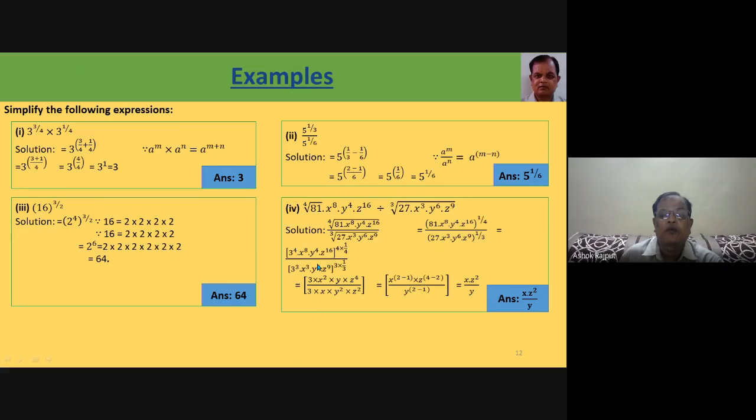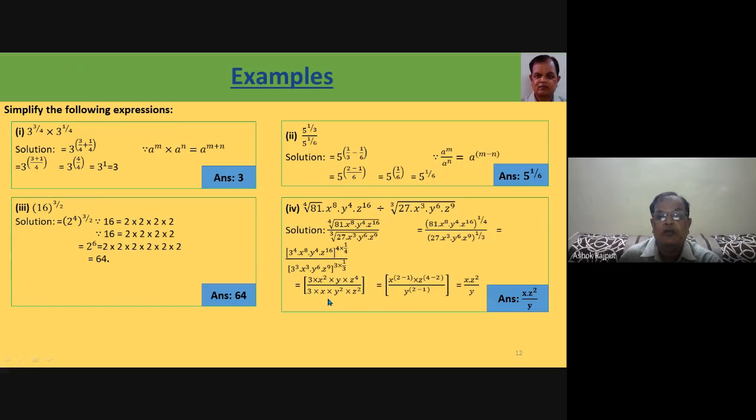Then 4 times 1 is 4, 4 times 1 is 4, 4 times 2 is 8, 4 times 1 is 4, 4 times 4 is 16, so it is written here as 3 into x square into y into z raised to the power 4, and 3 into x into y raised to the power 2 into z raised to the power 2. After that, if it is possible to cancel the numbers, we will cancel 3 by 3, and solve the powers if the base is same.